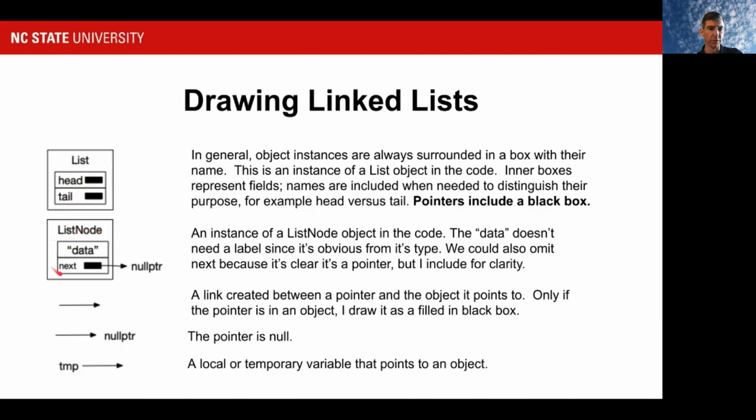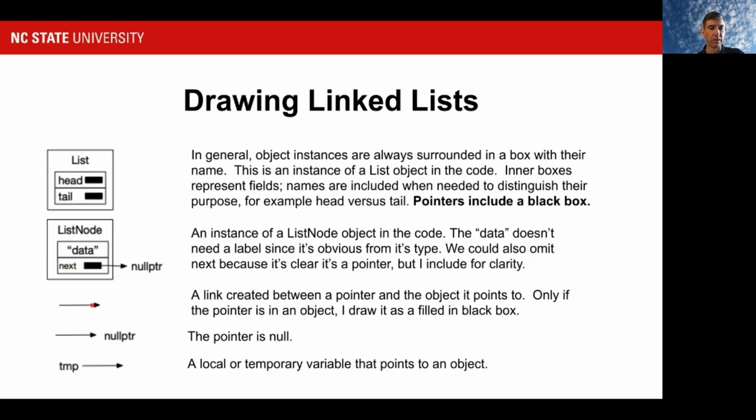List node has two fields. One is a list node pointer called next that of course has this black box in here to indicate it's a pointer. And the other one is a data field. And because it's a data field and it's not a pointer, I don't really need the label to make that clear. If I put something in here in quotes, that's obvious that it's a string. And so, at least for this particular case, I'm not going to label the data because it's clear. And I put the next here just because in some of the discussion, I want you to remember that that field is called next.